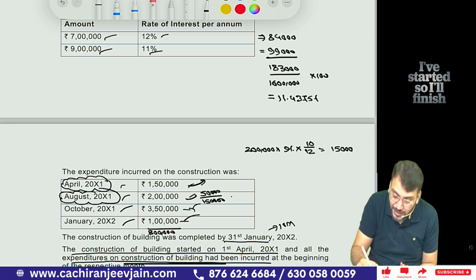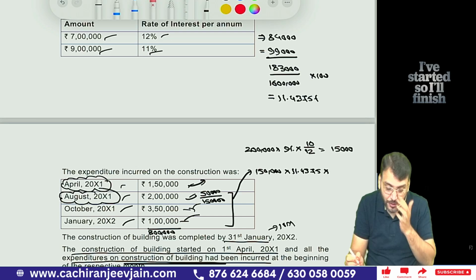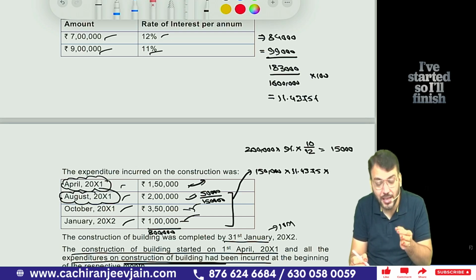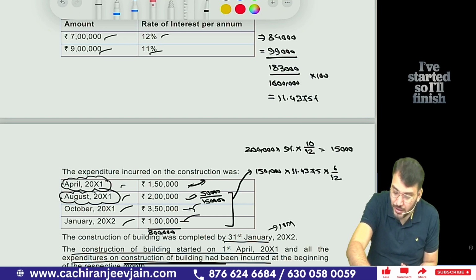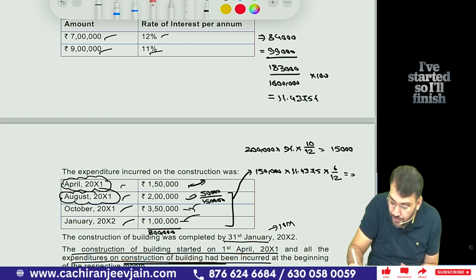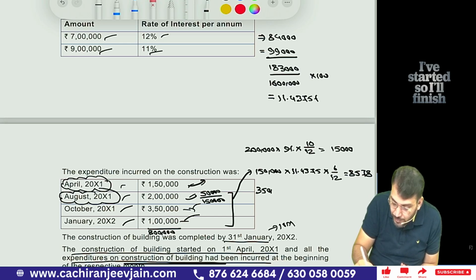For non-specific borrowing, can you see? We'll take these three. So first is 1,50,000. We'll take 11.4375% for how many months? August. So we'll count from August, September, October, November, December, January, means 6 months. We'll do 6 by 12. It is coming how much? 1,50,000 into 11.4375% into 6 divided by 12. It's coming 8578.